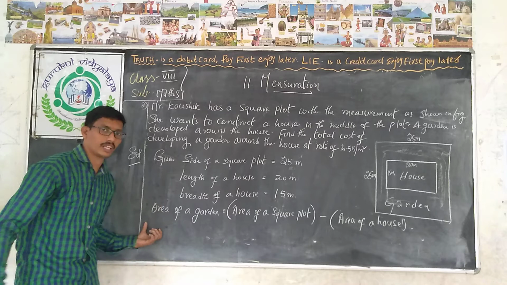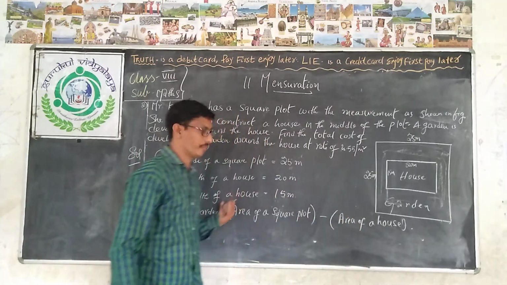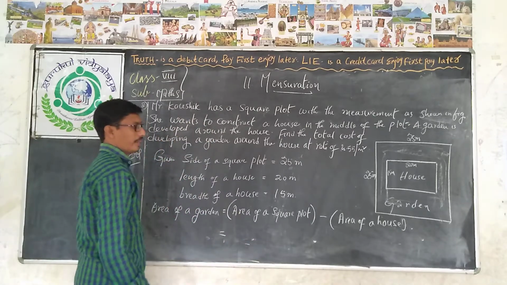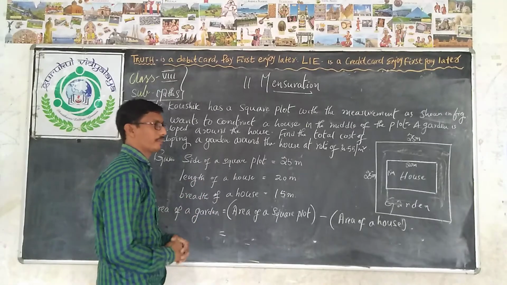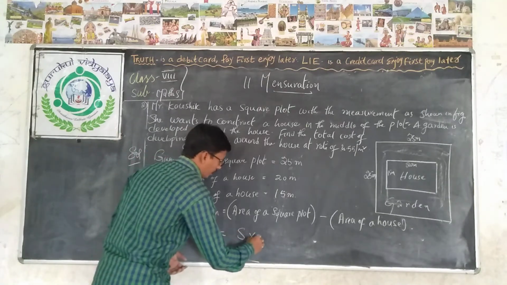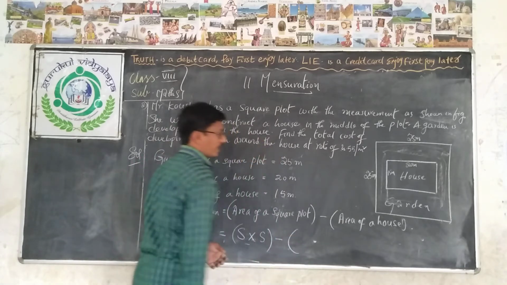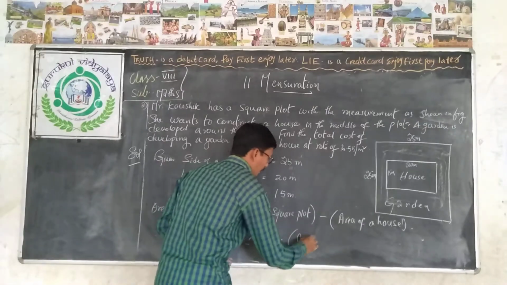If you want to get the area of a garden, you have to remove the area of the house from the area of the square plot. So that is equal to the area of a square plot. The side is already given. What is the area of a square formula? Side into side, minus. What is the area of the house? It is a rectangle, so length into breadth.